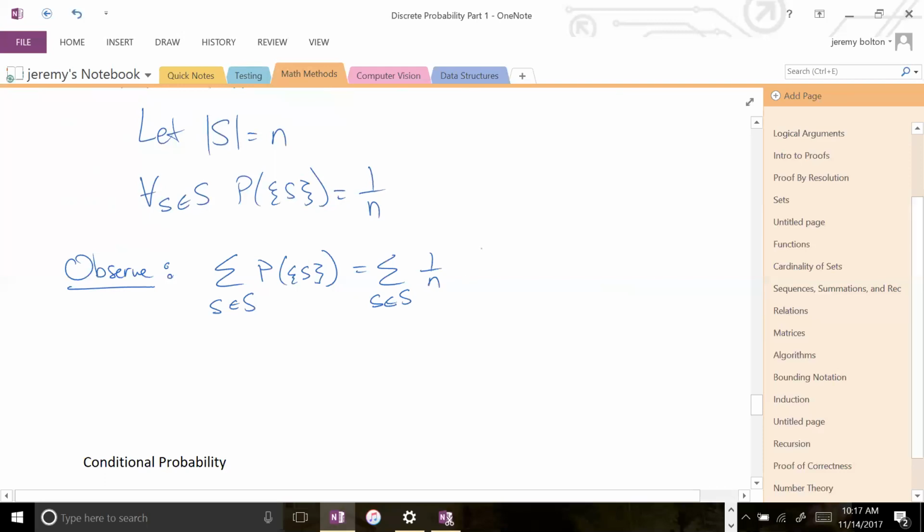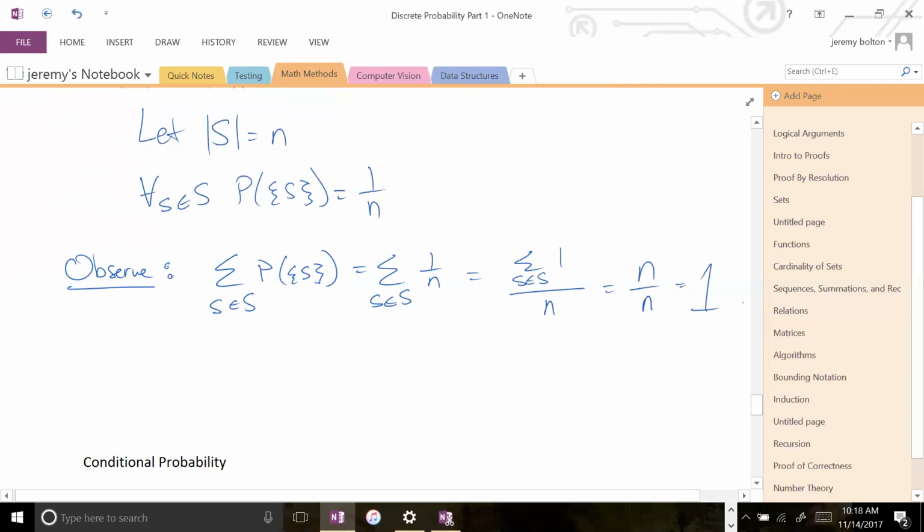Note that 1 over N is a constant. We can simply pull this out, and all we're doing is summing over 1. This is just equal to the sum over s in S of 1 over N. And we know that there are N elements in S, so we're summing 1 N times. This is simply equal to N over N. This is just equal to 1.